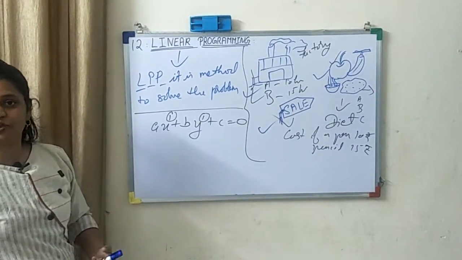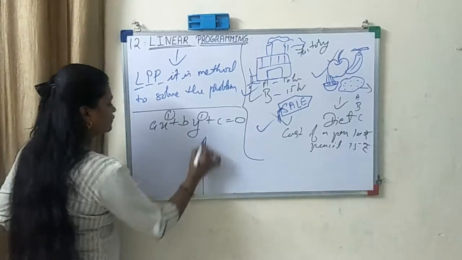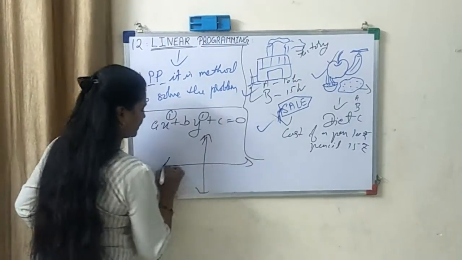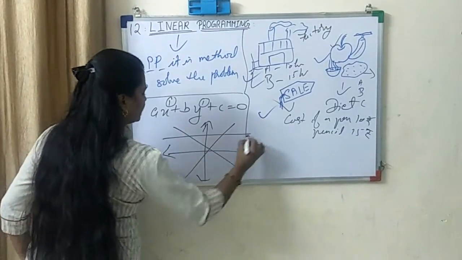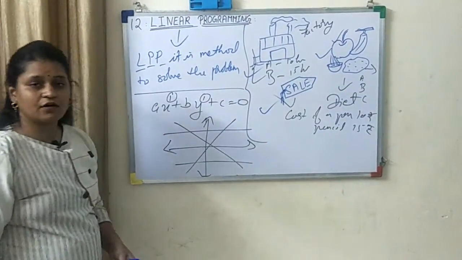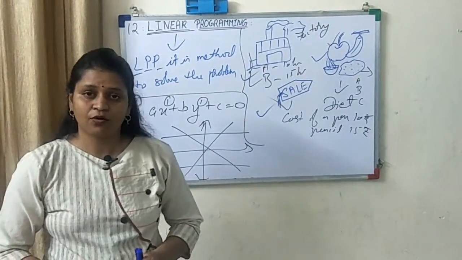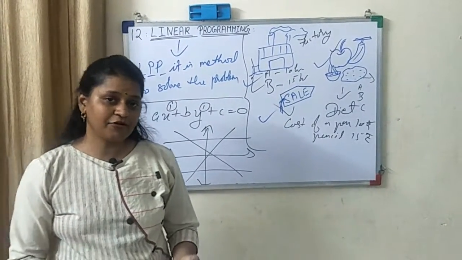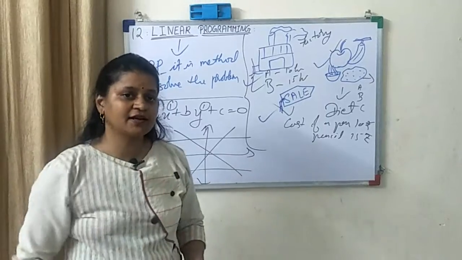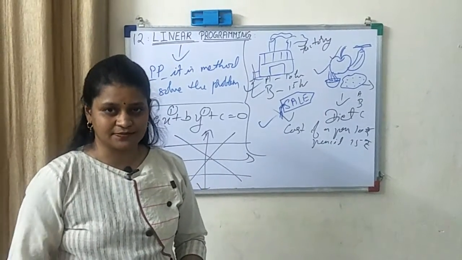If we talk about its geometrical representation, it always gives us a straight line. It may be any kind of straight line, but it always represents a straight line. This is all about the geometrical representation. And if you remember, we have already done linear inequalities in grade 11.